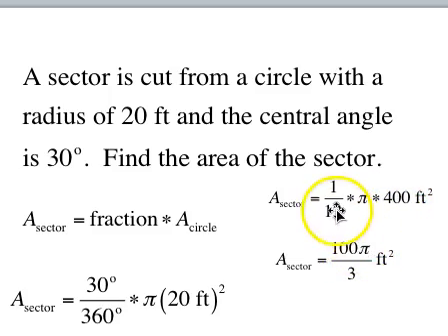400 divided by 4 is 100. 12 divided by 4 is 3. So we get 100 pi over 3 square feet as an exact answer. If you have a calculator, you can approximate that to 104.7 square feet.